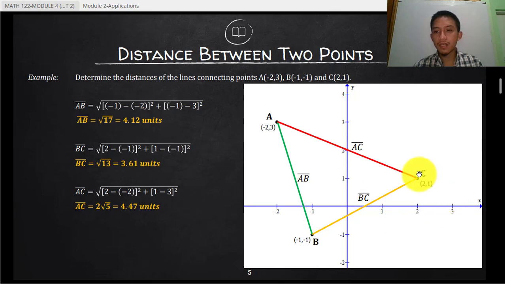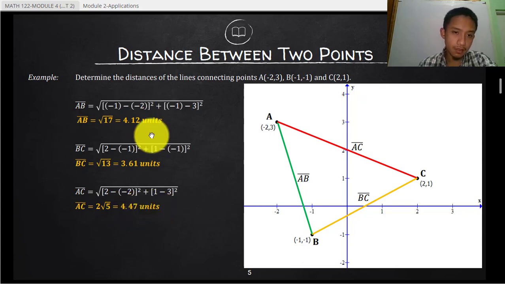And then if you now solve your final A to C, I named that one in a manner A to C. So C is my second point, A is my first point. So C minus A. So you have here the x first, 2 minus -2, okay, 2 minus -2. Do not forget always that is squared. And then y is 1 minus 3. And then evaluate that one, that will be 2 square root of 5, or approximately 4.47 units.